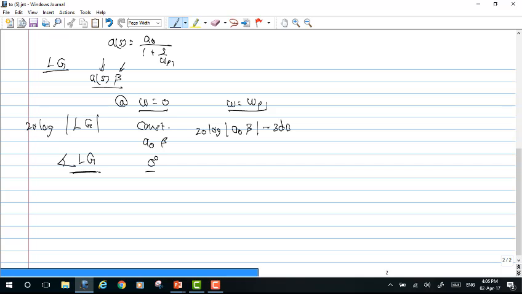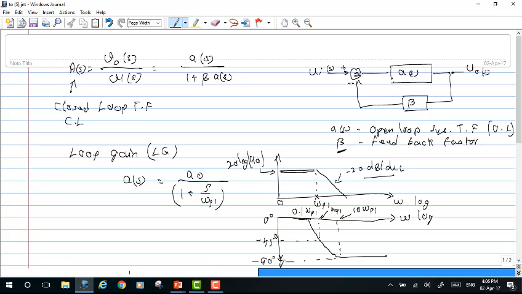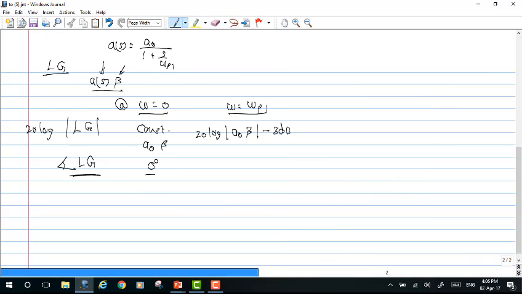And what happens to the phase angle? At this particular omega P1, we have a phase angle equal to minus 45 degrees, and this phase angle is introduced by the open loop system. Nothing is being introduced by the factor beta. It has all been introduced by A of S, so what we get is the same 45 degrees, or basically minus 45 degrees.